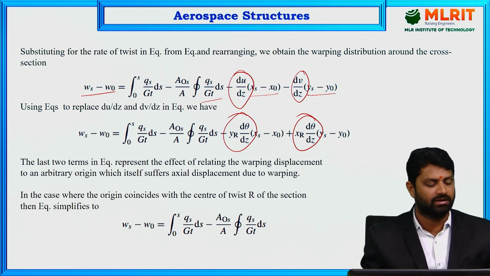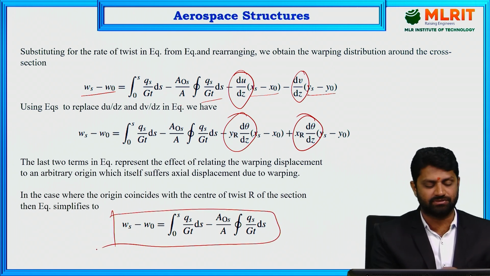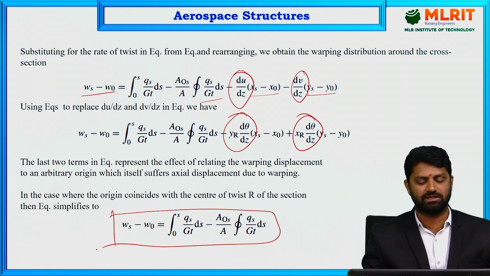And then the last two terms in the equation represent the effect of relating the warping displacement to an arbitrary origin, which itself suffers actual displacement due to warping. So in the case where the origin coincides with the center of twist R, the equation simplifies here. This is the special case where the origin coincides with the center of twist.